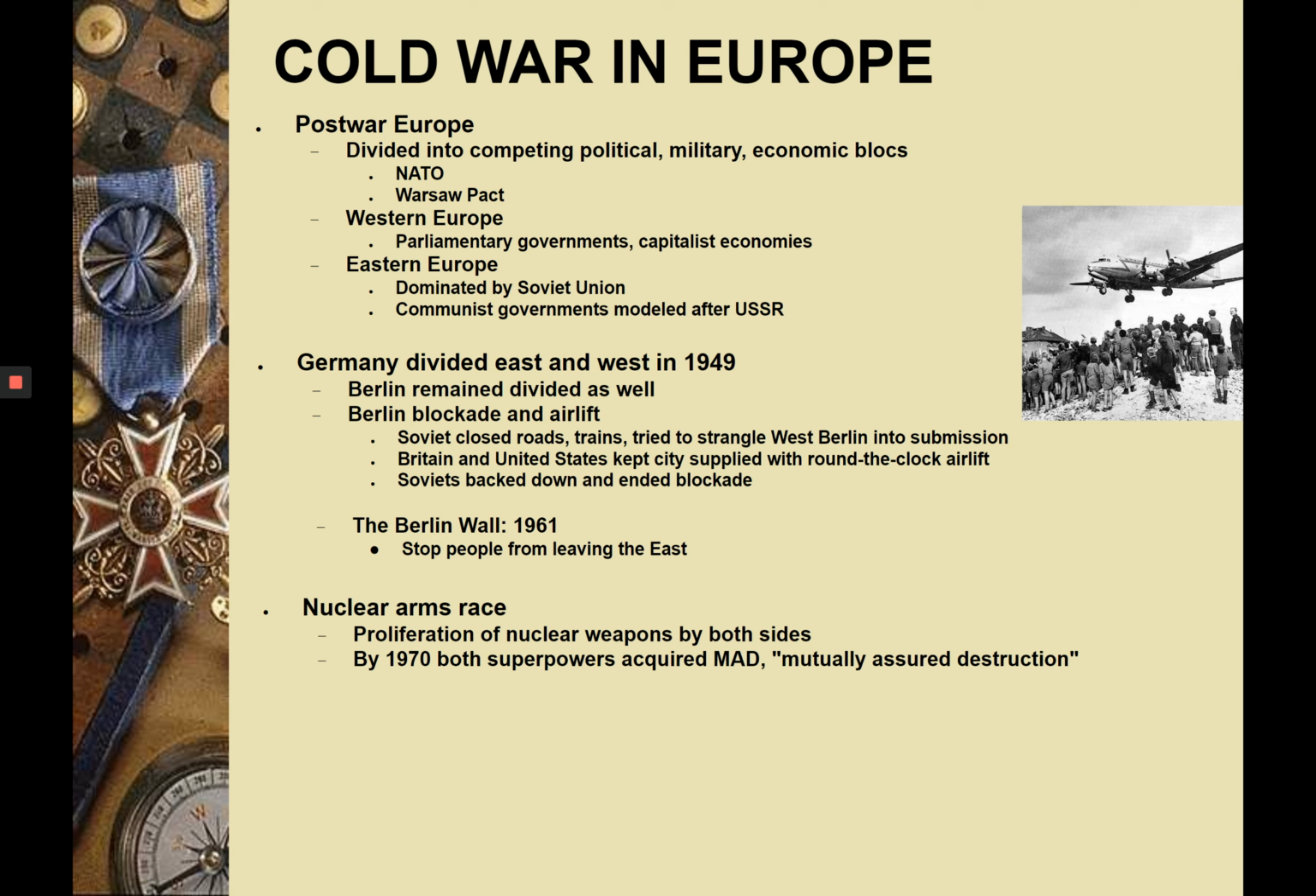Another big part of the Cold War was this nuclear arms race. And both sides, both the United States and the Soviet Union, began to amass these huge stockpiles of nuclear weapons. And by the early 1970s, they had both achieved what we call MAD, this mutually assured destruction. That basically, if a war ever did break out between the US and the Soviet Union, both sides would lose. With the number of nukes that each side had, they would completely annihilate each other.